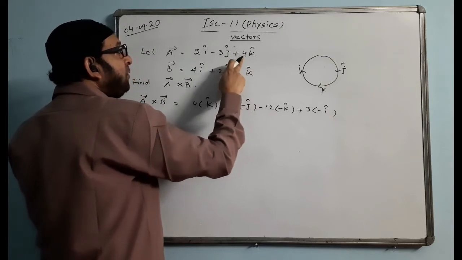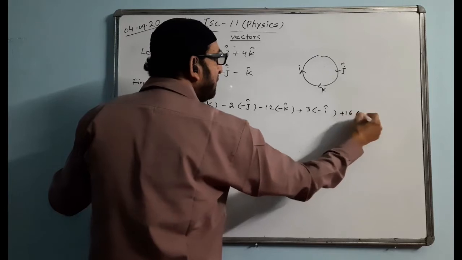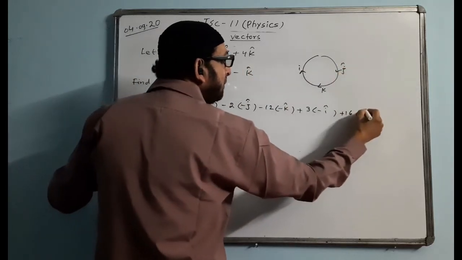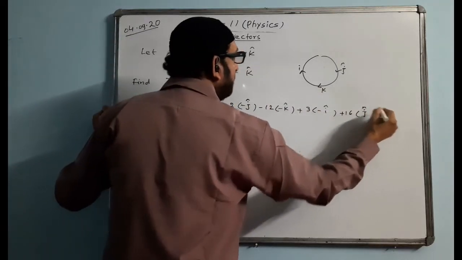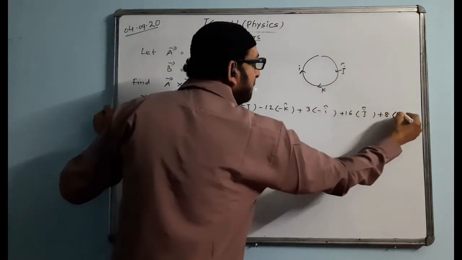That is done. Now with 4 we multiply this one, k. 4 fours are 16. K into I. K into I gives J. 4 twos are 8. K into J. K into J gives minus I.